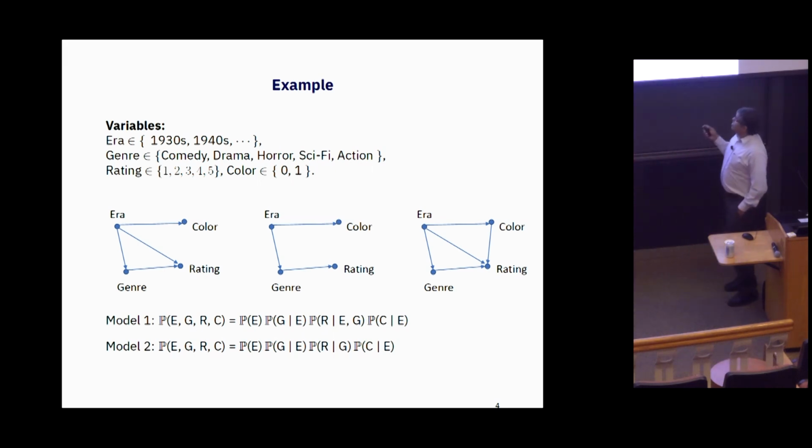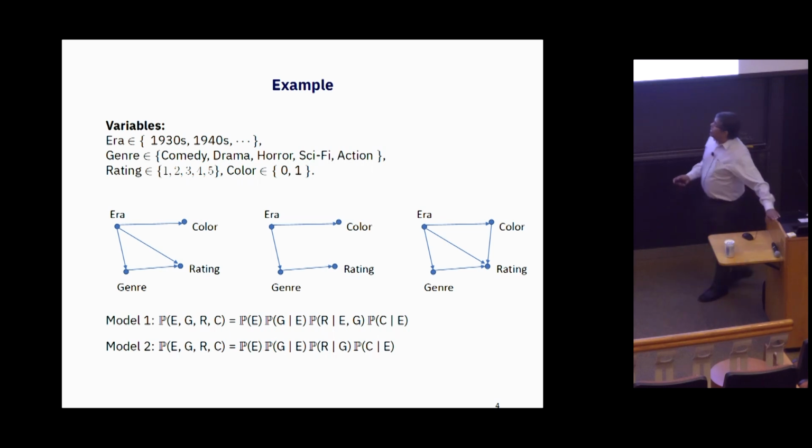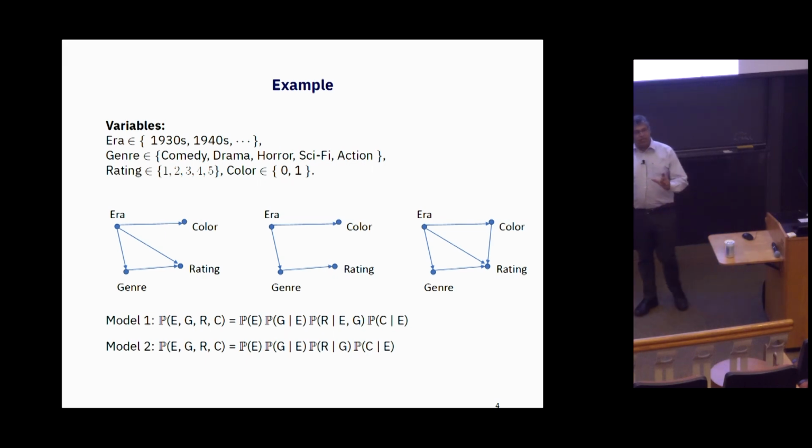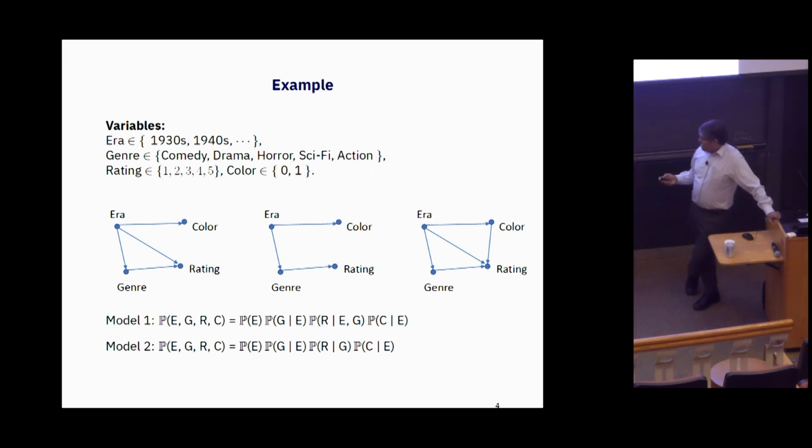You can create multiple models where you can say, well, the rating depends on the genre. People rate differently, like maybe more people like comedies versus horror movies. But you might also postulate that the rating depends on the era. And so you might create different models, and you ask which model fits the data better, explains the data better.